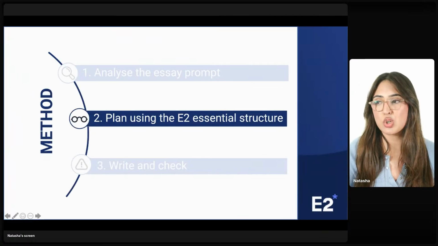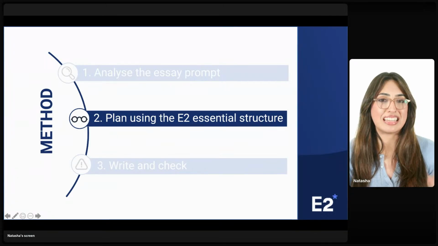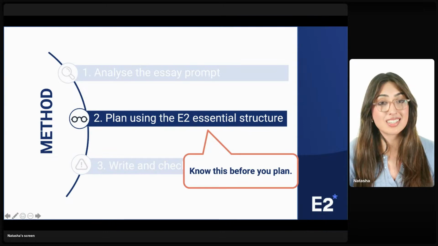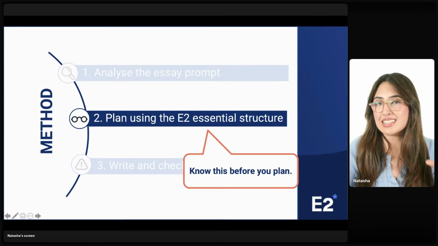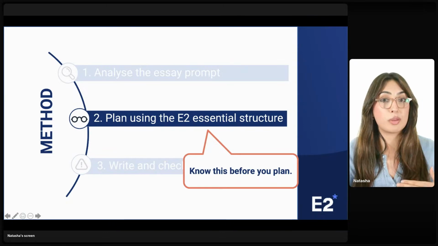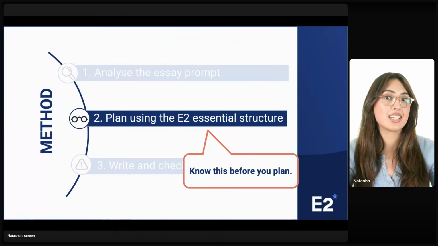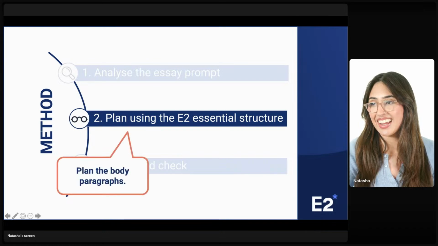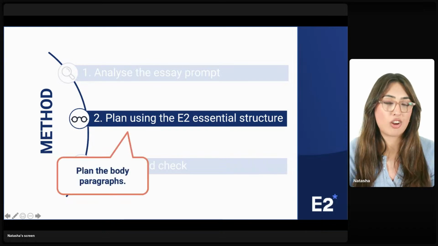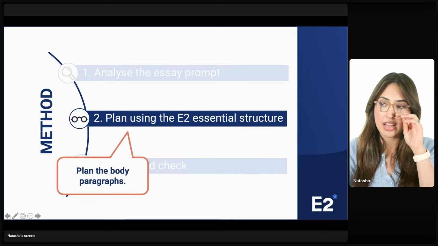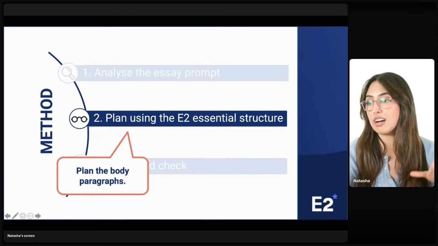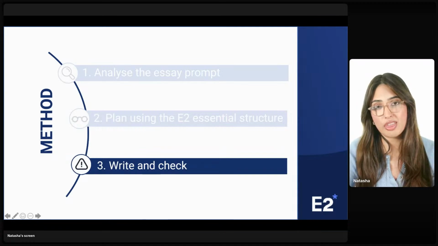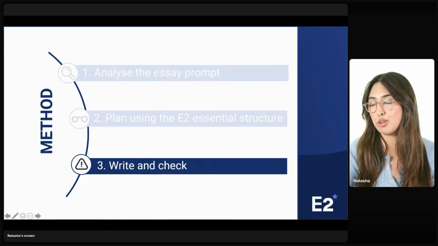In step 2, we're going to plan using the E2 essential structure. So what that means is we need to know this essential structure before we plan. It's going to help organize our ideas well and logically. Then we'll be able to plan our body paragraphs together, and that is the most important part of the English essay. Finally, you can then write your essay and then check over your work.